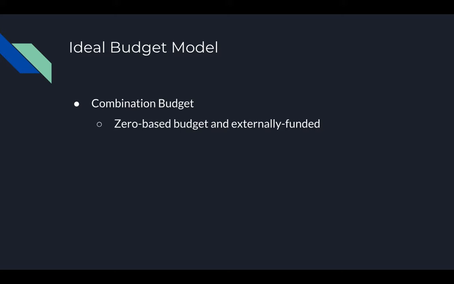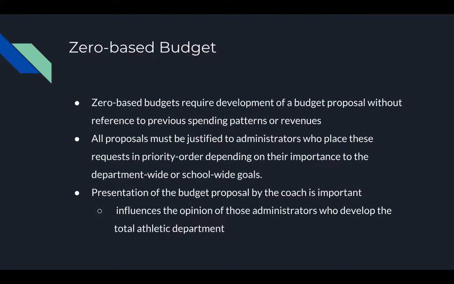The ideal budget model chosen for this fiscal plan is the combination budget, which is a zero-based budget along with externally funded sources. A zero-based budget requires the development of a budget without reference to previous spending patterns or revenue. So this is when there is no set amount for the budget. It is set based on the proposals justified to the athletic department and administrators based on the needs from year to year.